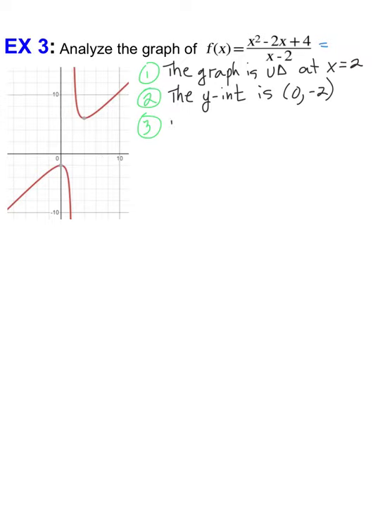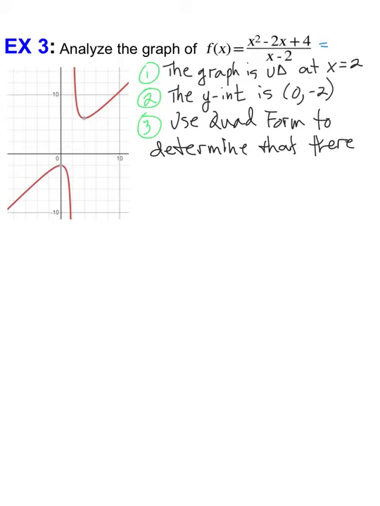So use the quad formula to determine that there are no x-intercepts. Now you might want to write there in parentheses that you only use the numerator, because that's the only part of that fraction that's going to create that fraction to be 0. 0 can't be in a denominator, but 0 can be in the numerator. All right, so we know we have no x-intercepts.